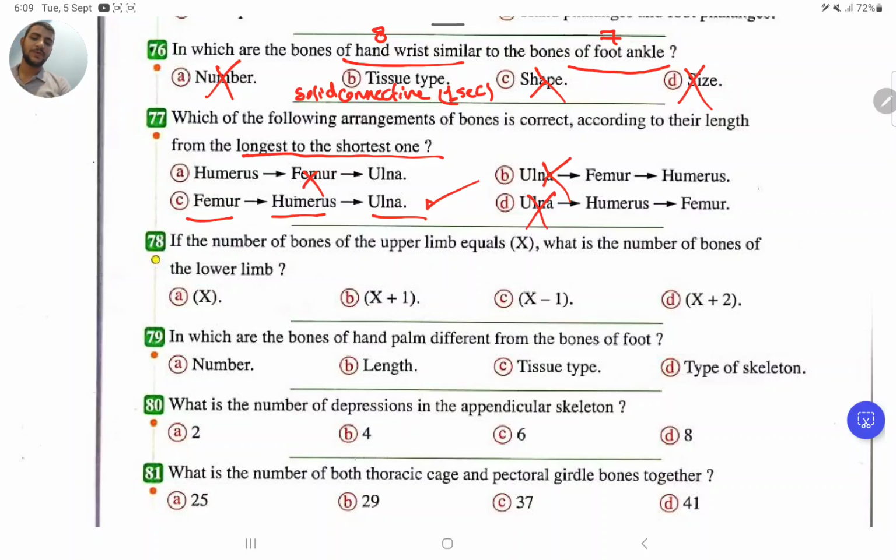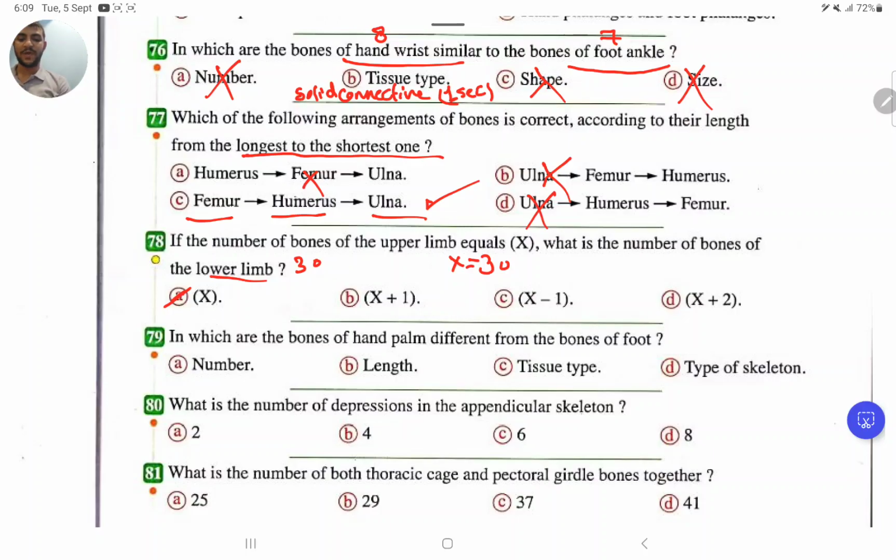78. If the number of bones of the upper limb equals x, so x equals 30. What is the number of bones of the lower limb? Also x, because the lower limb also has 30 bones, so the answer will be x.